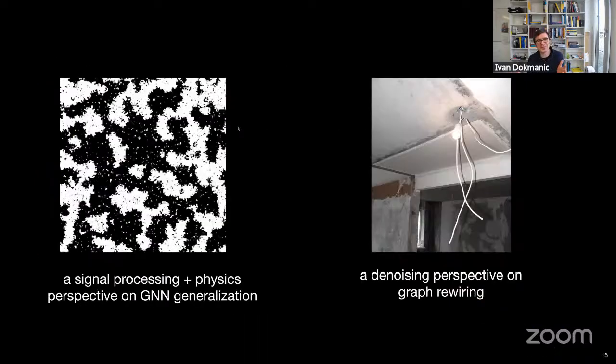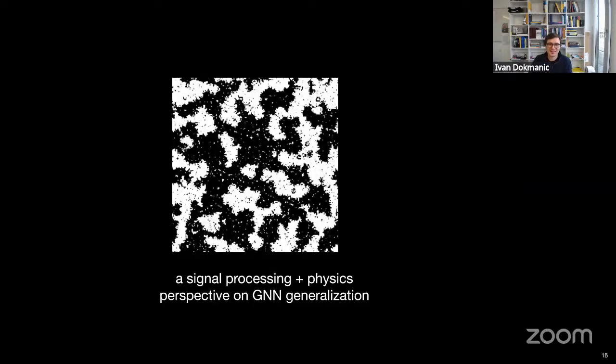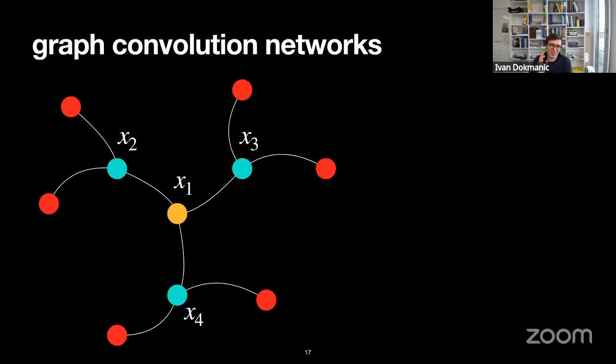All right, so I want to use this to first say something about the generalization, and then to come up with the denoising and rewiring algorithm. Okay, so for generalization, I'll look at a simple architecture that, again, everyone here probably knows more about than I do. It's a graph convolution network. And the graph convolution network is a particular message passing graph network. So I'll just set things up for the sake of establishing some notation.